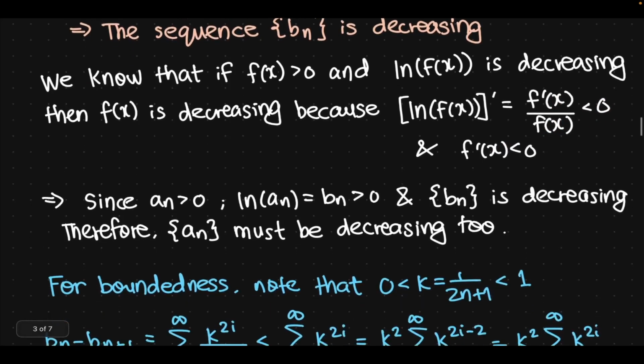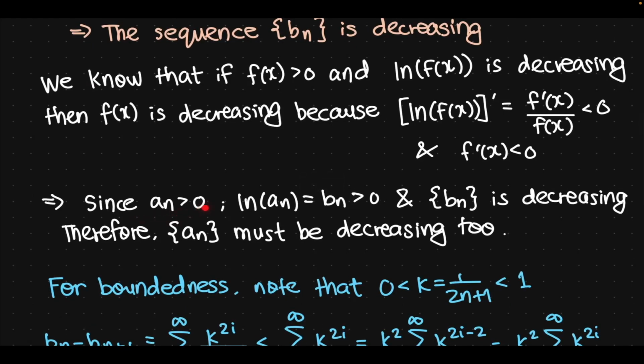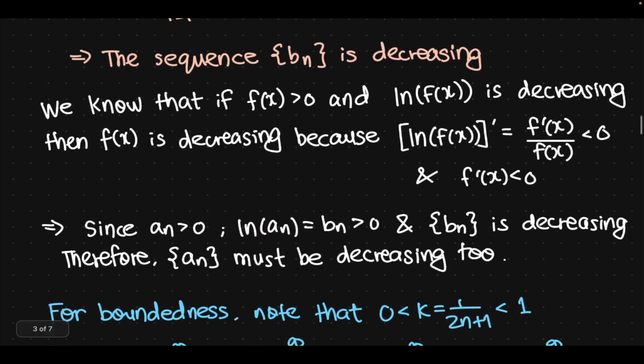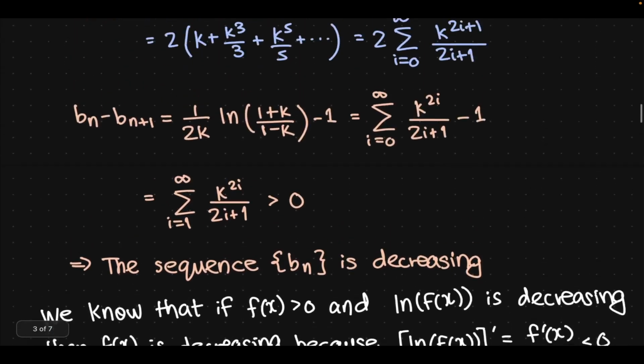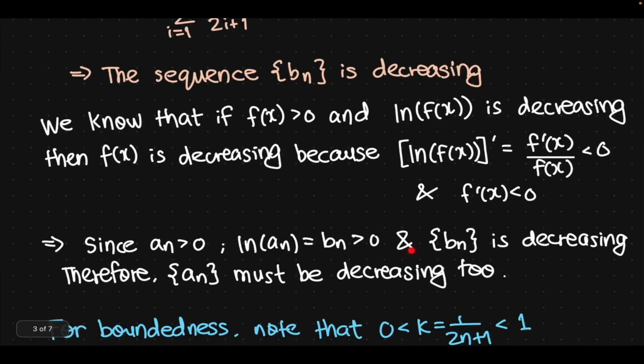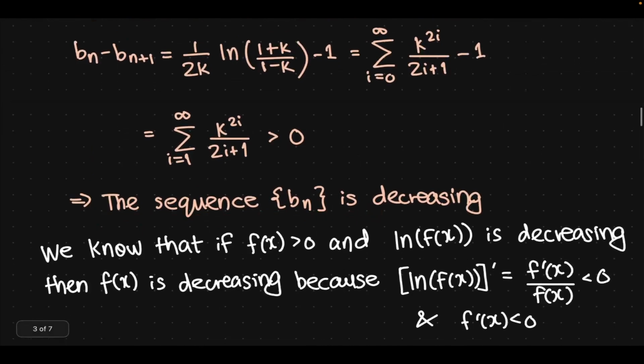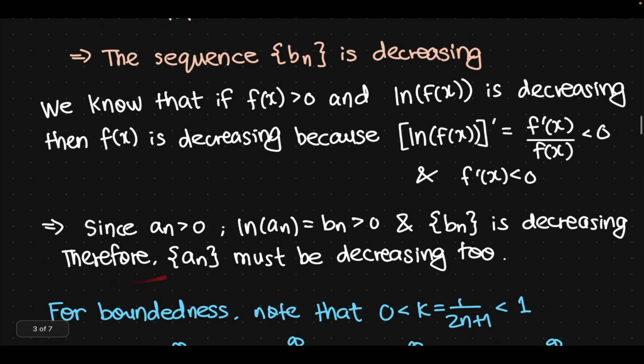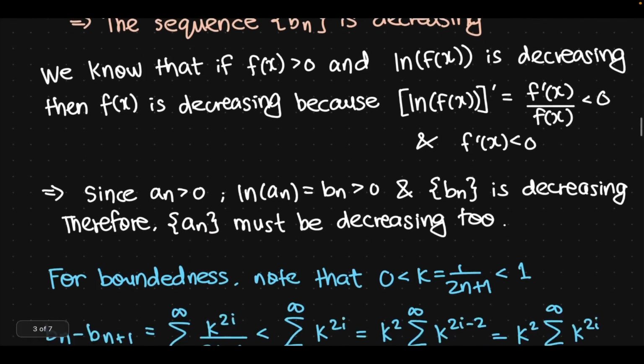So similarly, we know that an is greater than 0. That's how we defined it. ln of an equals bn, and we know what bn is exactly as well. And the sequence bn is decreasing, which we just got from the implication on top. Therefore, using this observation that we had before for functions, we know that the sequence an must be decreasing too. So in the sense, if the natural log of an is decreasing, an is decreasing too for an greater than 0.